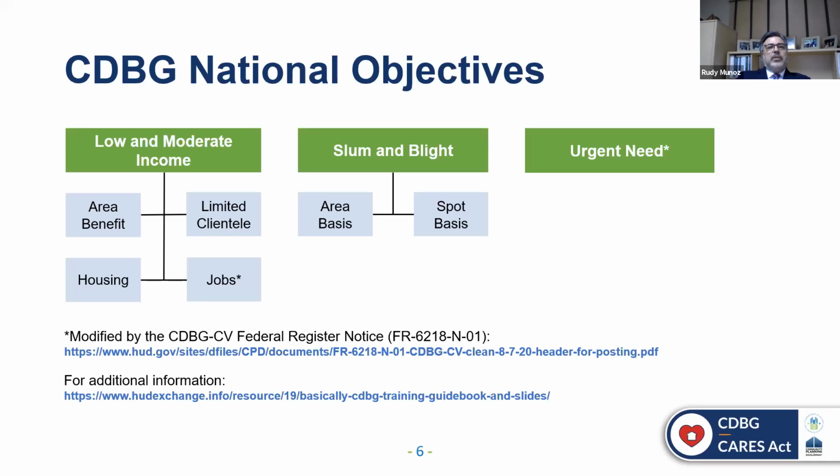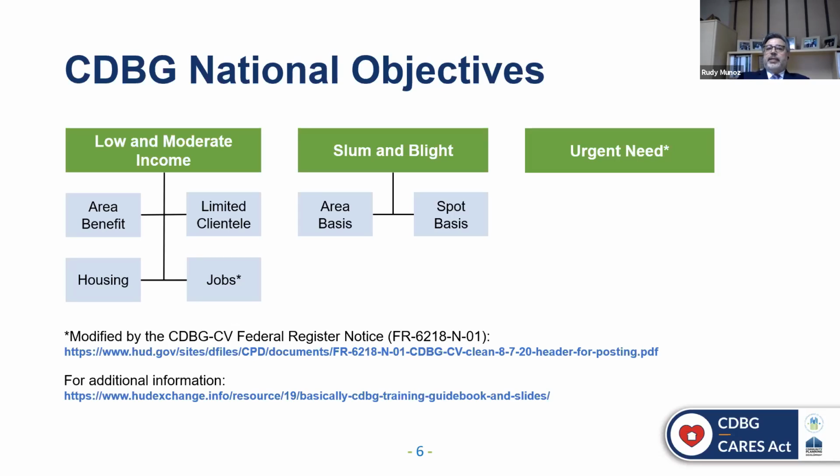However, it's important to note that in many cases, and we'll talk about this further in the presentation, more than one national objective may be available depending on the specific activity that you are implementing. So you as a grantee will have some choices to make along the way. And that's an important part of what we will go over today.